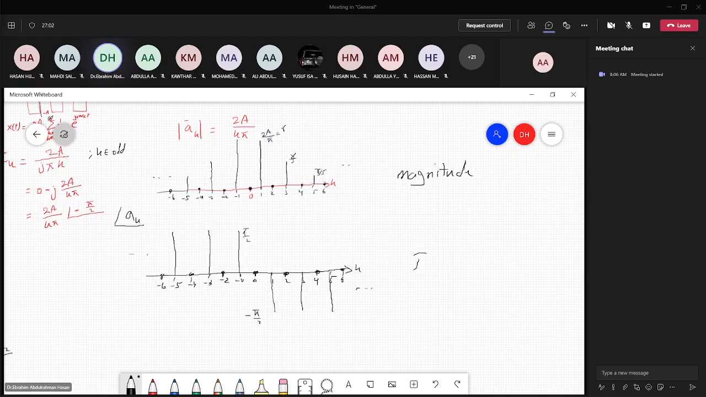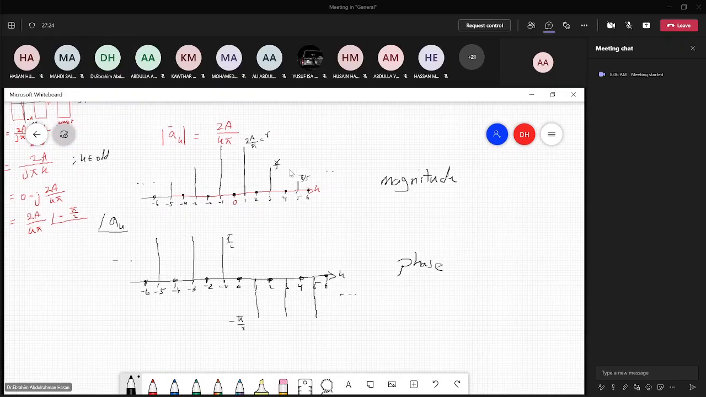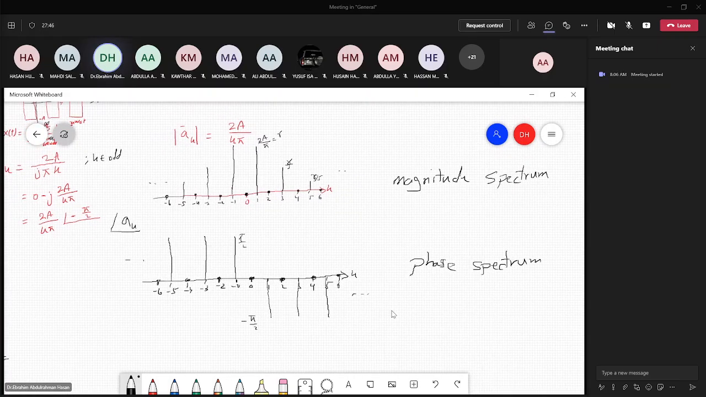While this one, we call it phase, or we call it angle. Okay, both of them, right? Or angle. Okay, so... Okay, we use phase more than angle, but sometimes we use angle.